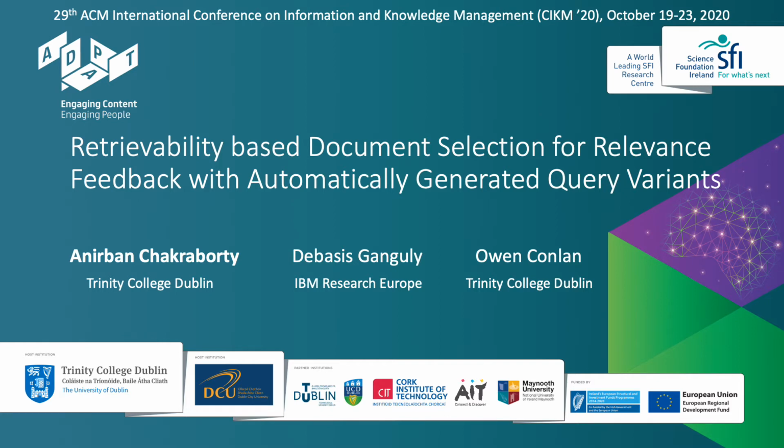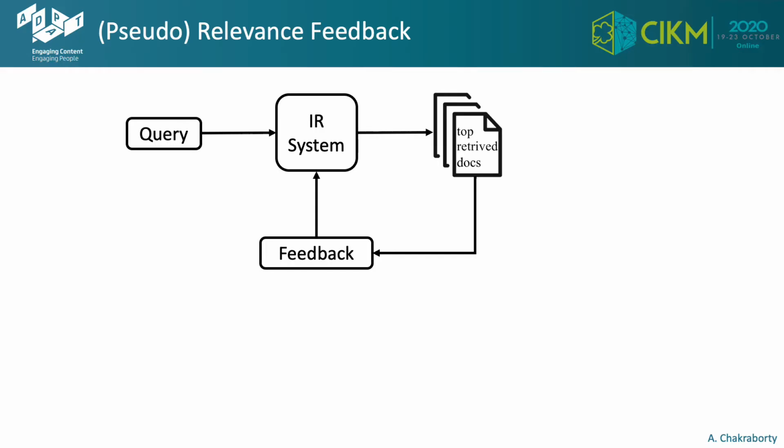Here I will present our work titled Retrievability-based document selection for relevance feedback with automatically generated query variants. Standard pseudo-relevance feedback, that is PRF methods, have in general been shown to improve overall retrieval effectiveness, such as mean average precision. However, these relevance feedback methods can sometimes, at the cost of increasing recall, lead to decreasing the precision at the very top ranks, for example, for ranks up to 5.